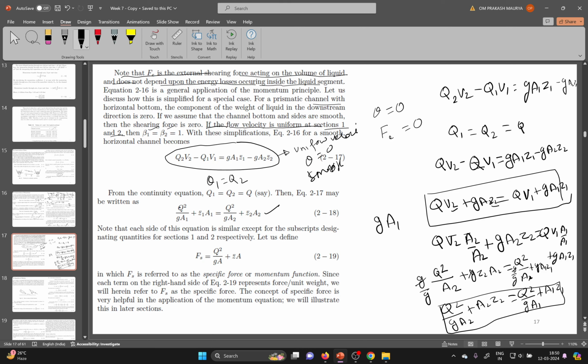So this expression is known in open channel flow as the specific force, in which Fs is referred to as the specific force or the momentum function, since each term of the right hand side of the equation represents the force per unit weight. This term represents the force per unit weight. This is also represents the force per unit weight.